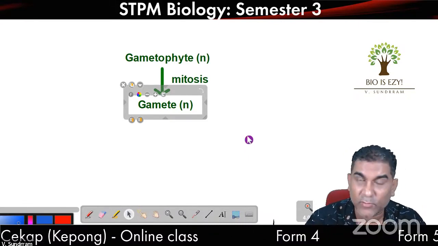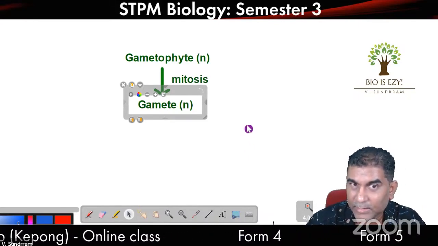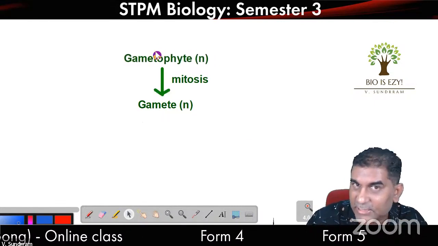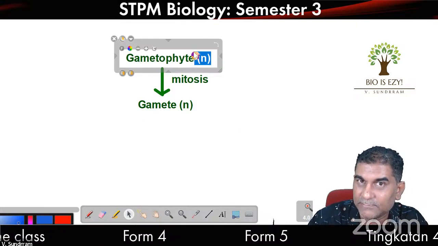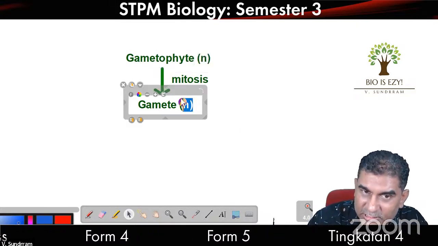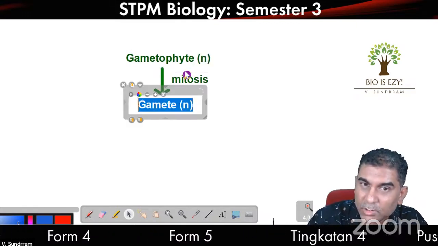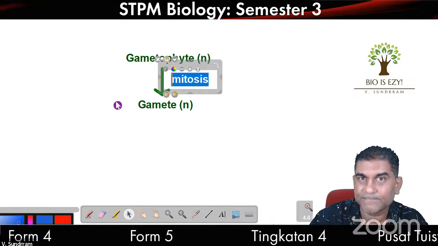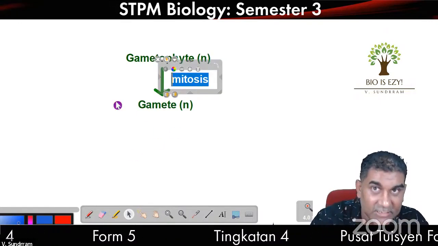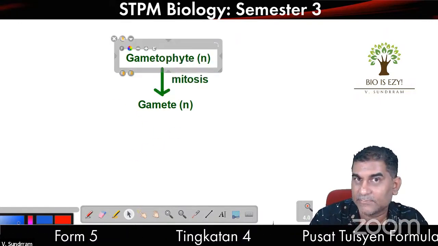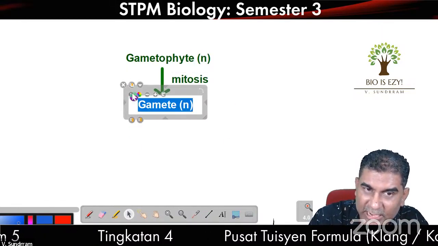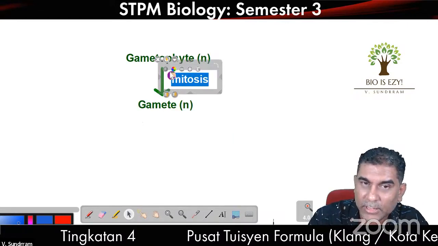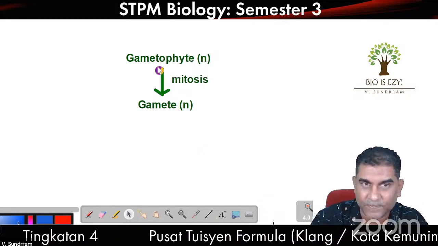What is gametophyte generation? Gametophyte generation is haploid generation that produces haploid gamete through mitosis. That's the definition of gametophyte generation: haploid generation that produces haploid gamete through mitosis, cell division.